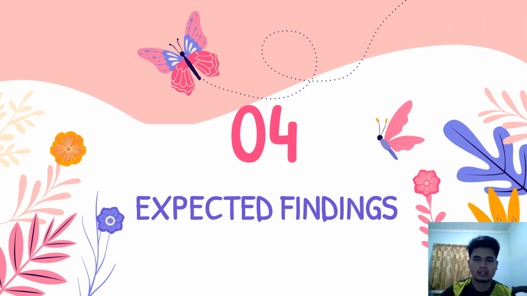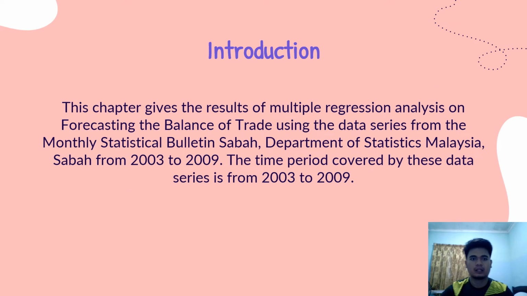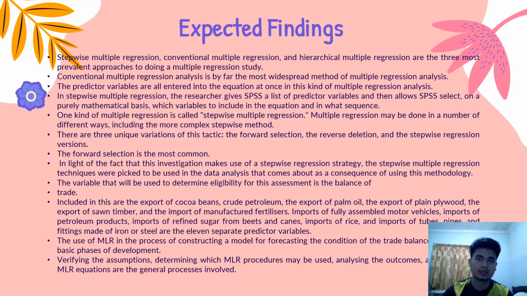Next is expected finding. This chapter gives the result of multiple regression analysis on forecasting the balance of trade using the data series from the Monthly Statistical Bulletin Sabah, the Department of Statistics Malaysia Sabah. The time period covered by this data series is from 2003 to 2009.